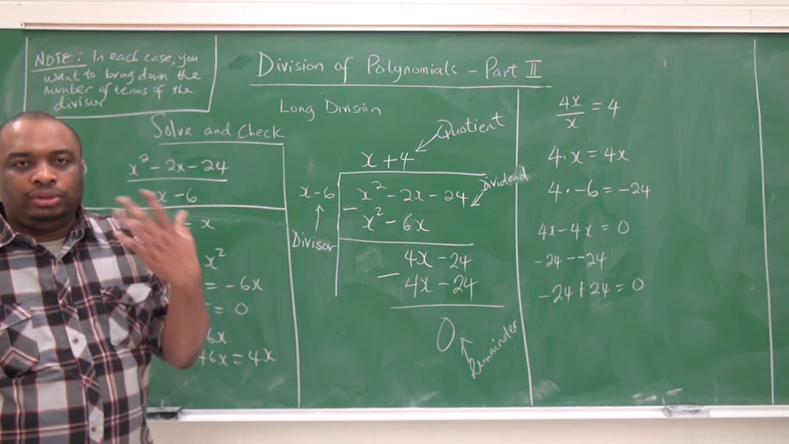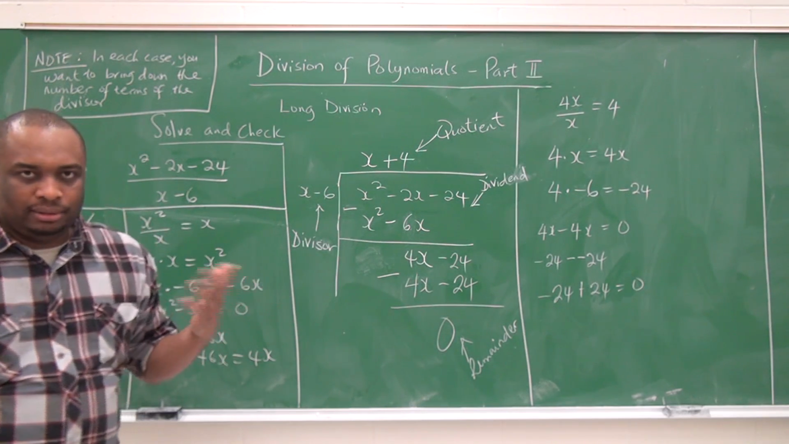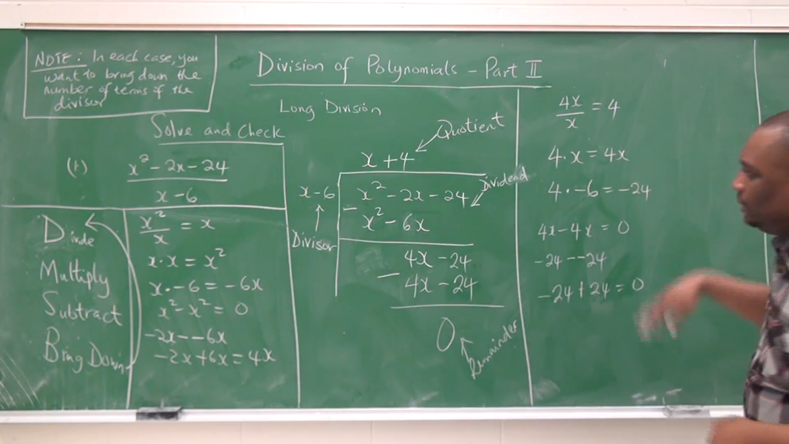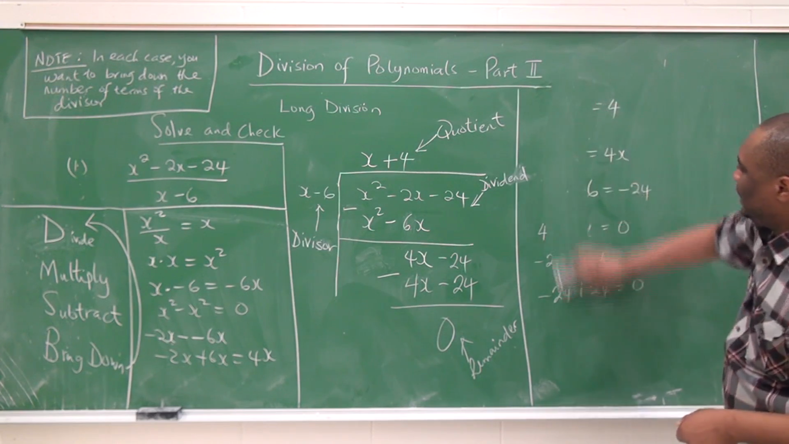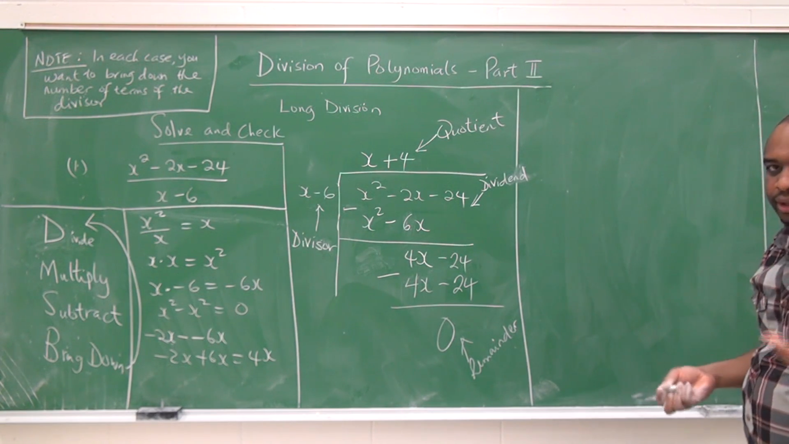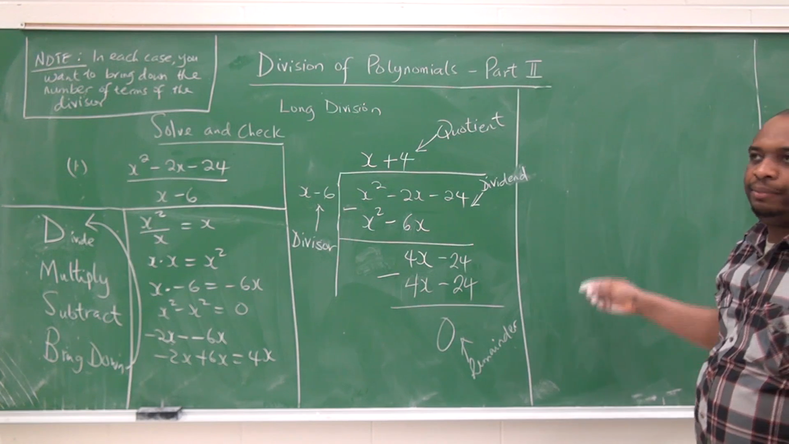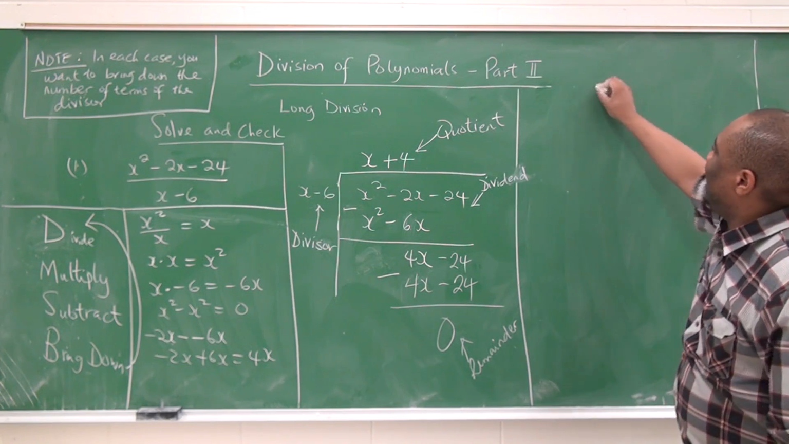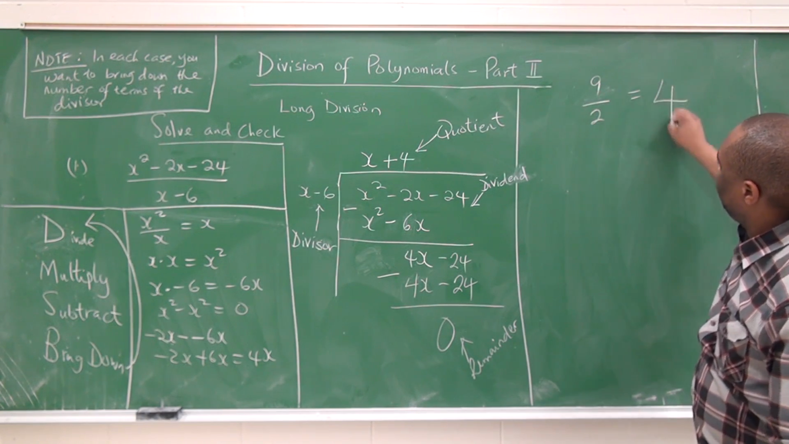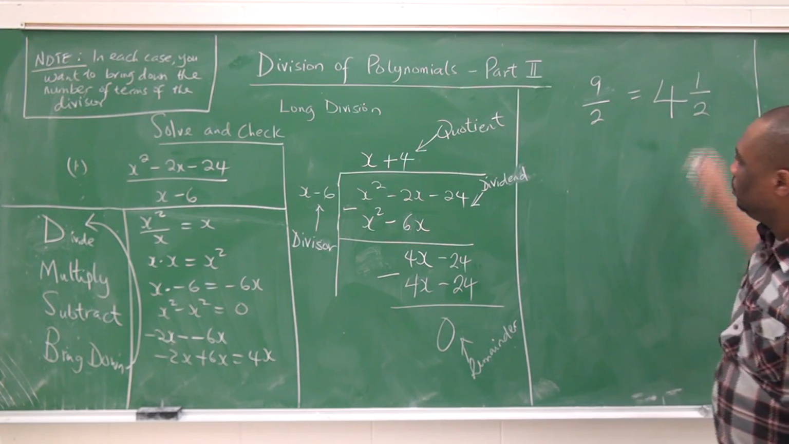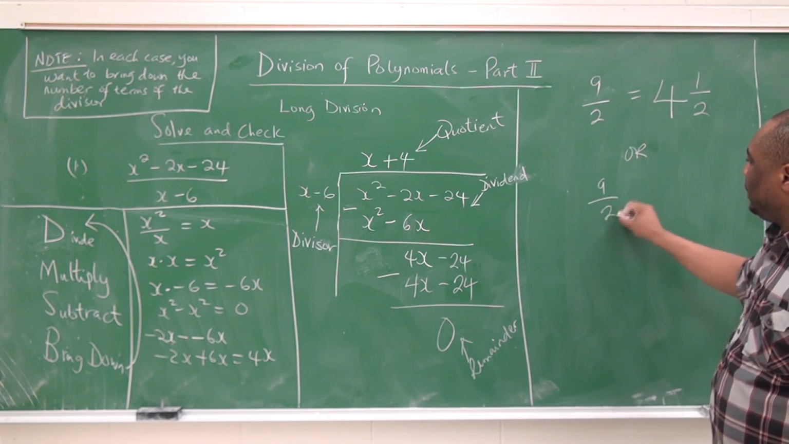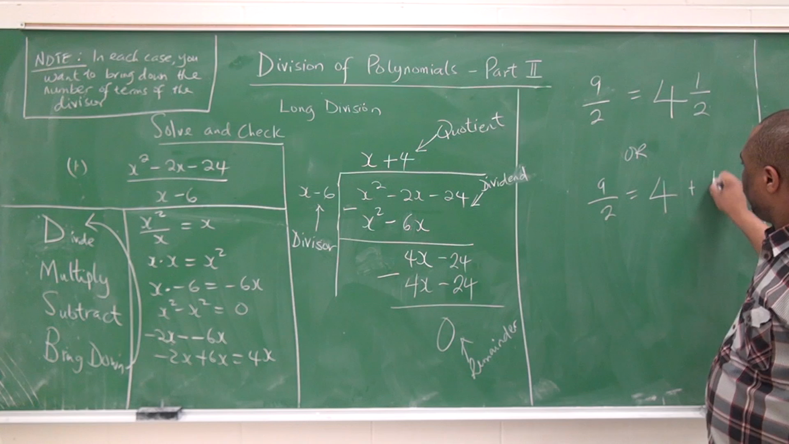Now, how do you write your answer? You can write your answer any of these ways, and I'm going to show you the ways. We talked about the ways last time. The common way they write it, like when you have something like 9 divided by 2, this is 4 whole number, 1 over 2. Or you can write it this way: 9 divided by 2 is 4 whole number plus 1 over 2.